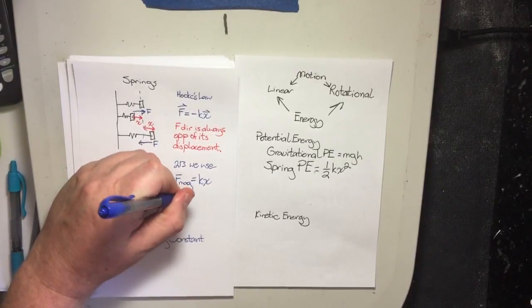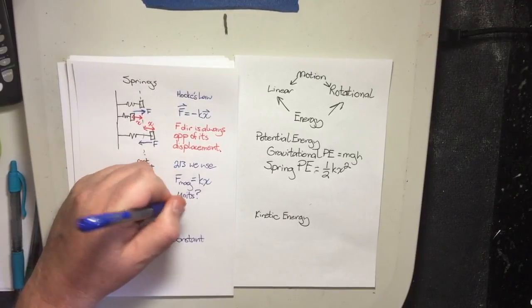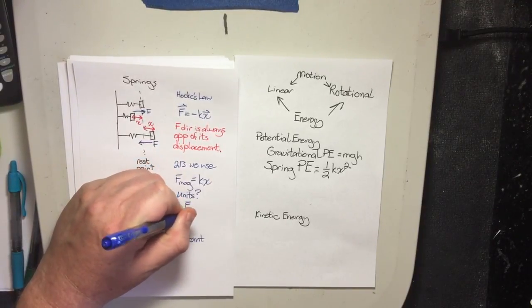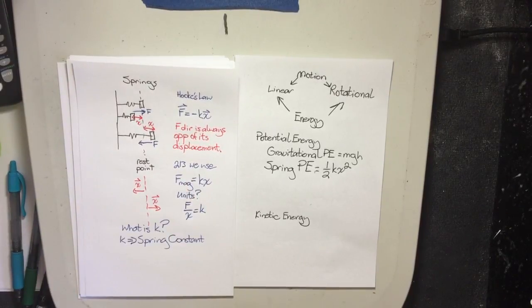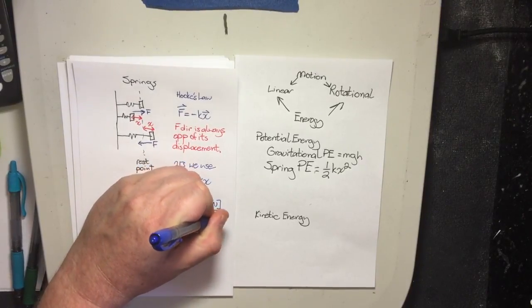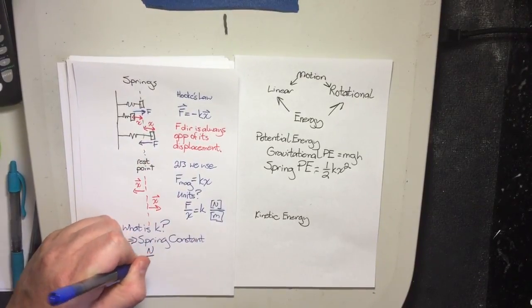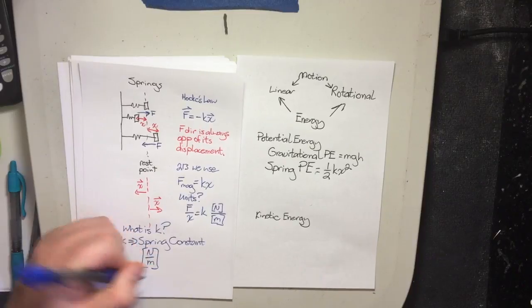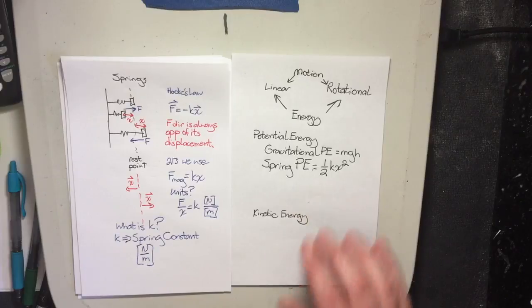The units: if you just solve for K, F over X is equal to K. F is typically used as newtons, X is in meters, so the unit of K is expressed as newtons per meter. And it is dependent on the type of spring. Some springs have high Ks, other springs have low Ks.